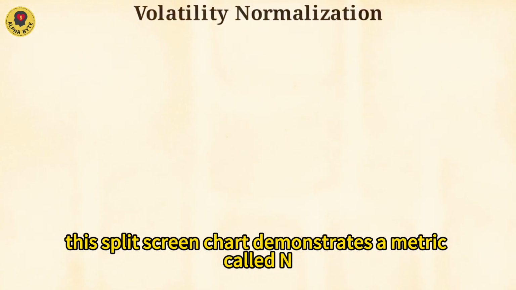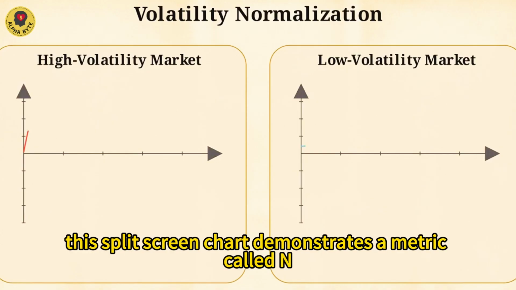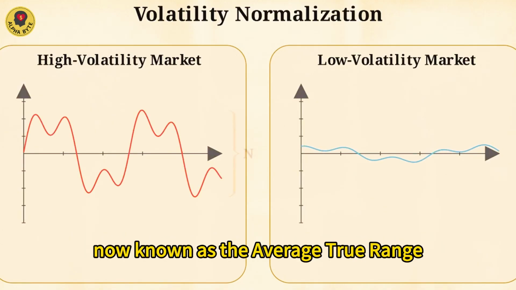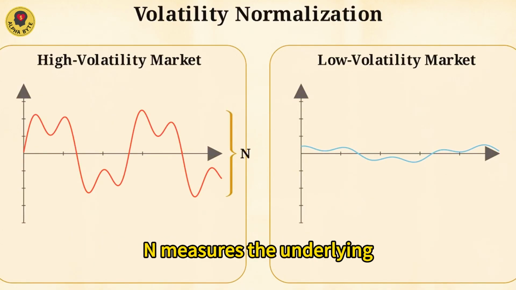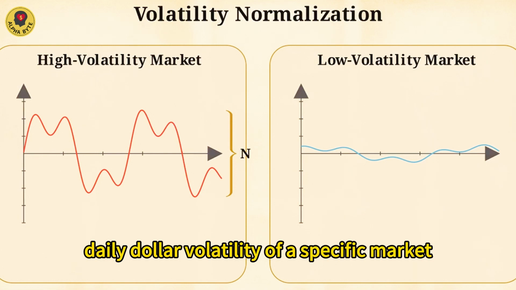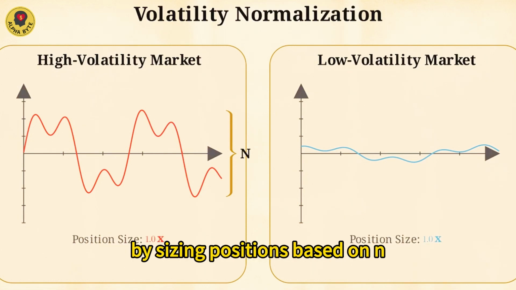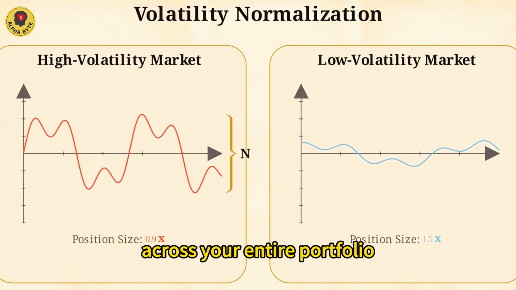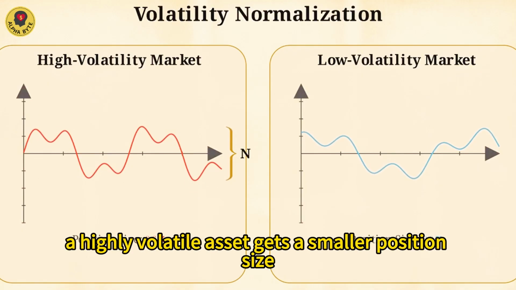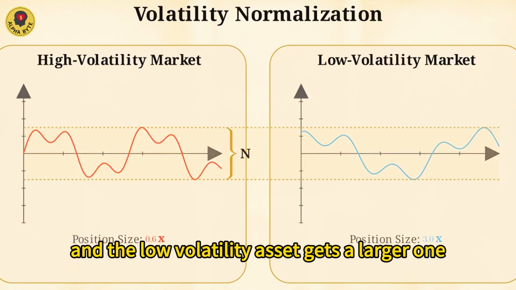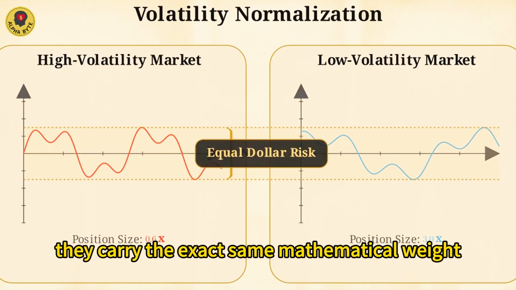This split-screen chart demonstrates a metric called N, now known as the average true range. N measures the underlying daily dollar volatility of a specific market. By sizing positions based on N, you normalize the dollar risk across your entire portfolio. A highly volatile asset gets a smaller position size, and the low volatility asset gets a larger one. They carry the exact same mathematical weight.